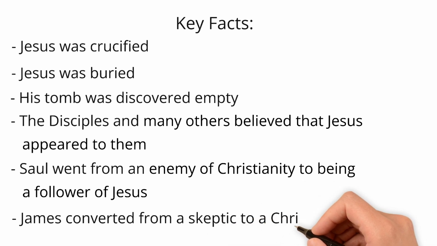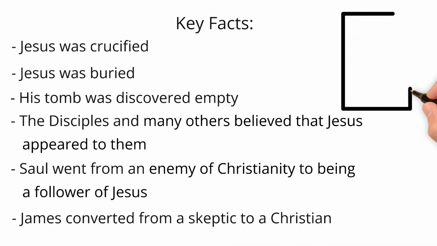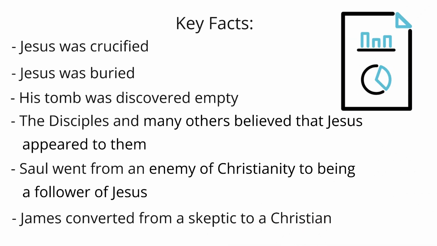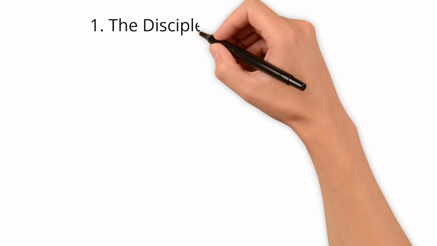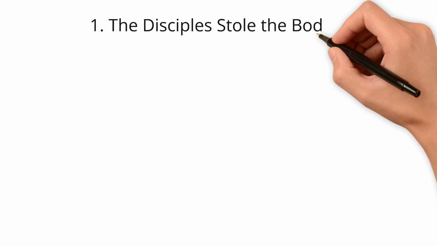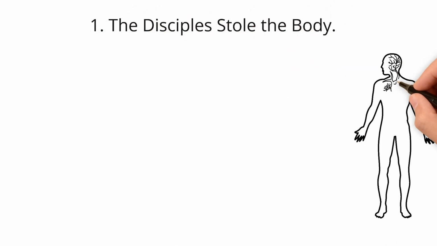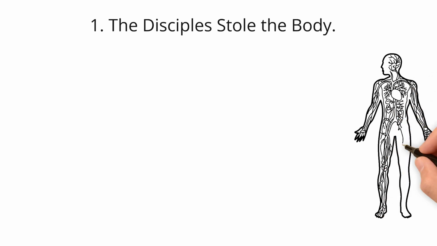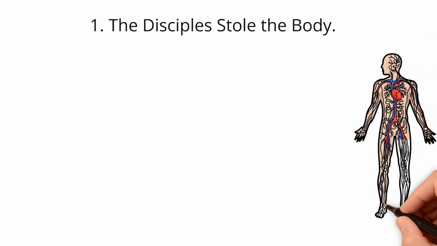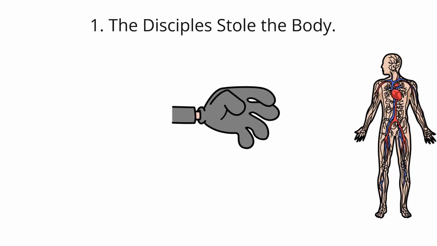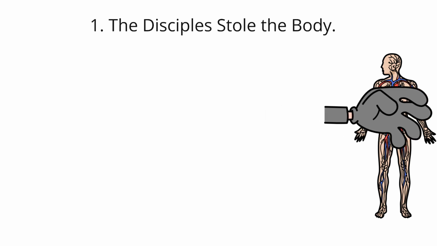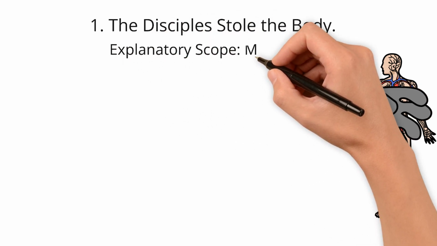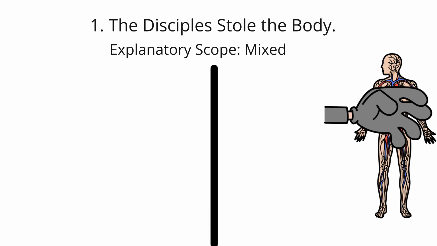Let's evaluate now the different hypotheses surrounding these facts. Number 1, the disciples stole the body. This was the original hypothesis of first century opponents of Christianity. This hypothesis has a mixed explanatory scope. It explains the empty tomb, the post-mortem appearances to the disciples, they lied, and the origin of their supposed belief in the resurrection, they lied.